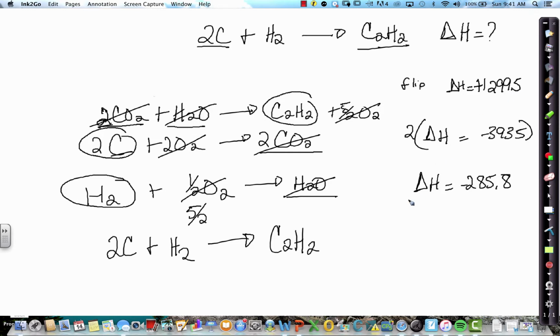So I flipped this one so it became positive. And then I'm going to add it to all of my other enthalpies. So plus 2 times negative 393. Plus, I didn't do anything to this one, so just negative 285. And then just add them together. And then when I do that, I'm going to get positive 226.7 kilojoules per mole.